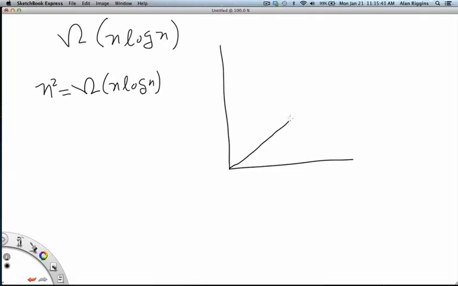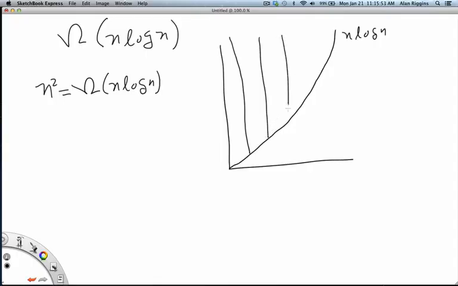So let's draw a function here, n log n. And big omega is everything that is on or above the line. This is the set of functions that grow at a rate equal to or worse than n log n. It turns out that this is a very useful complexity class because we can develop a proof that says any sorting algorithm that compares two elements in an array cannot be better than n log n.